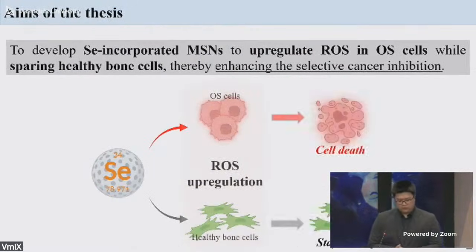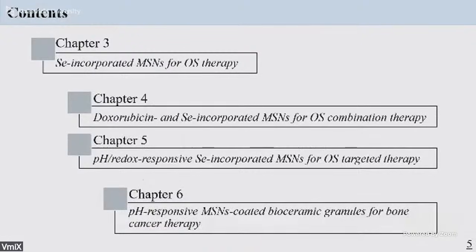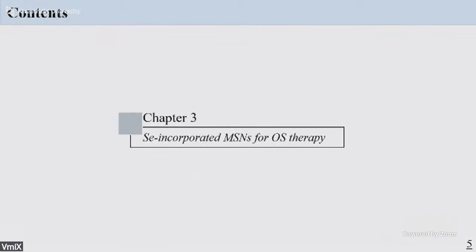So therefore, the overall aim of this project is to develop Selenium-Incorporated MSN to upregulate ROS in osteosarcoma cells while sparing healthy bone cells, thereby enhancing selective cancer treatment. To achieve this aim, we conducted 4 chapters. First is to develop the Selenium-Incorporated MSN.